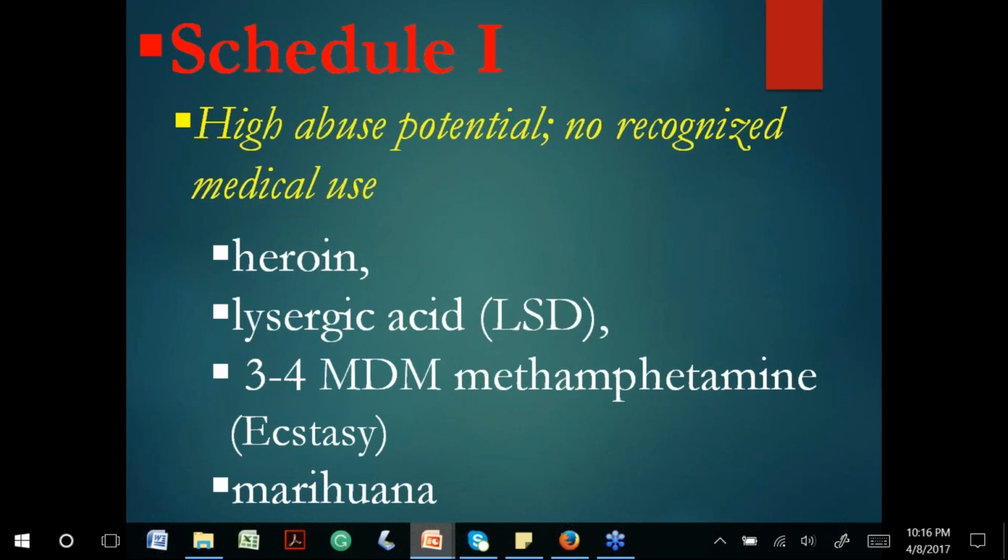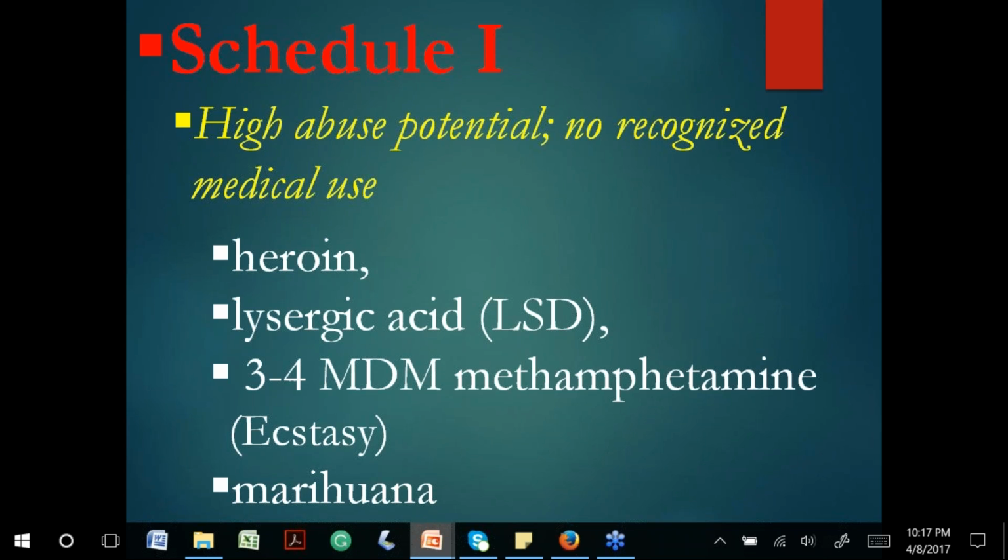So now we are going to talk about the schedule. Please, open eyes, open ears. The schedule has 1, 2, 3, 4, 5. There is another classification that we are going to see soon. But here, schedule means how the drug can produce dependence in the patient. So, dependency.